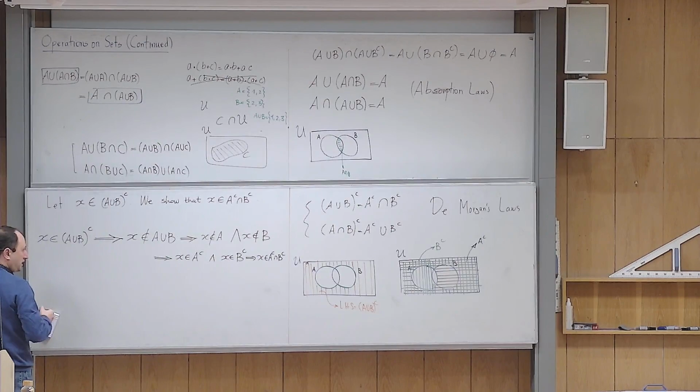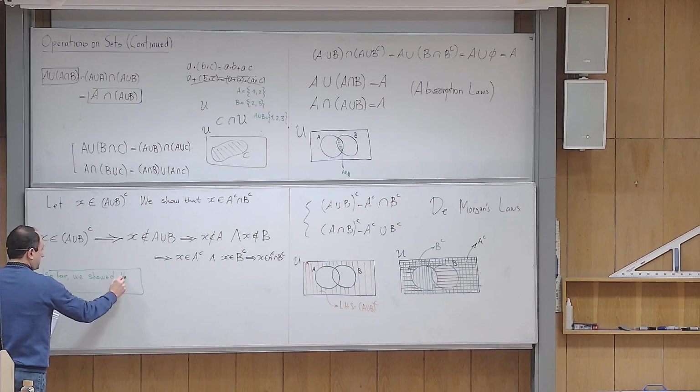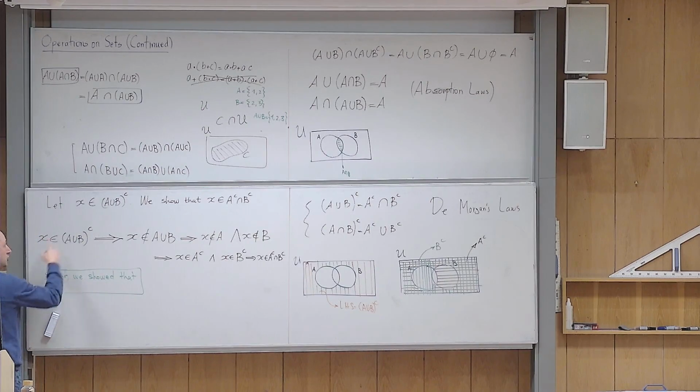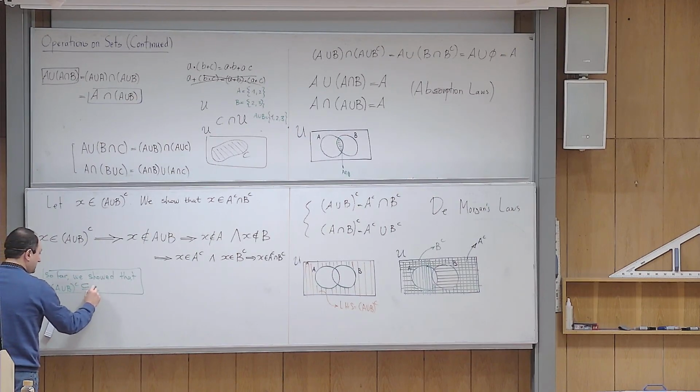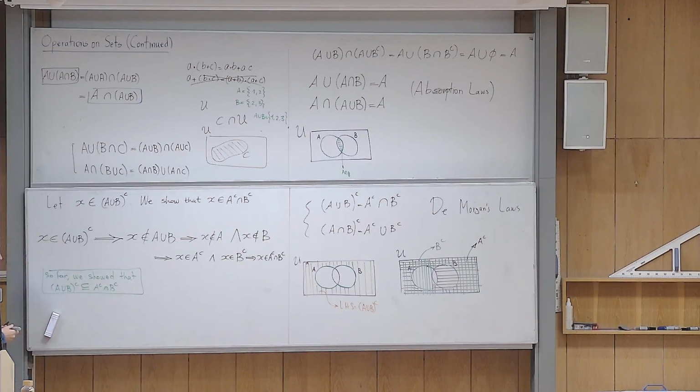if you want, I can write some phrase here. So far, we showed that A union B complement is a subset of A complement intersection B complement. This is not wrong, but this is not complete, because De Morgan's law actually demands more. You want to prove that they are really equal. You don't need to write this one.